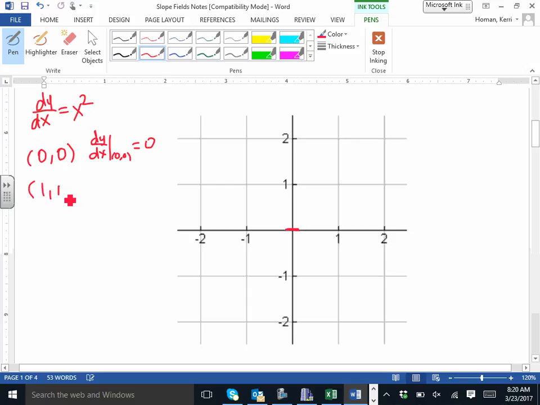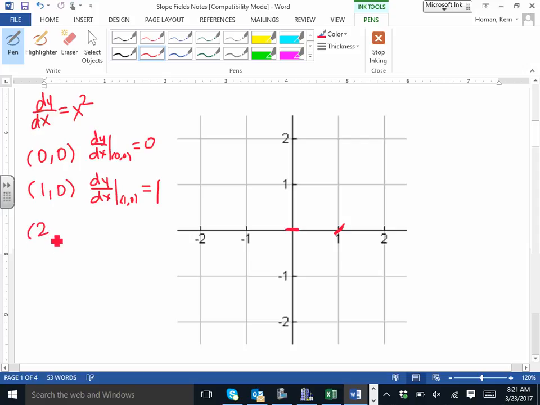What about at 1, 0? What would our slope be? When we plug 1, 0 into dy dx, what do we get? 1 squared, right? So at the coordinate 1, 0, we have a tangent line with slope 1. I'm going to draw just an itty bitty tangent line there to represent that. Okay, we're going to keep going here.